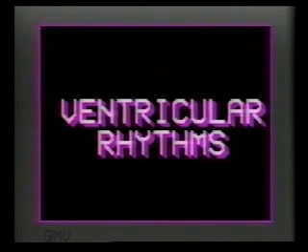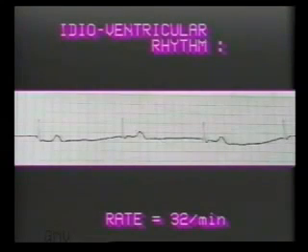Now we will come to ventricular rhythms. In this section, we shall study idioventricular rhythm, ventricular tachycardia and ventricular fibrillation. This ECG shows a very slow rate of 32 per minute. This is a ventricular rate. A ventricular pacemaker's rate is between 20 to 40 per minute.